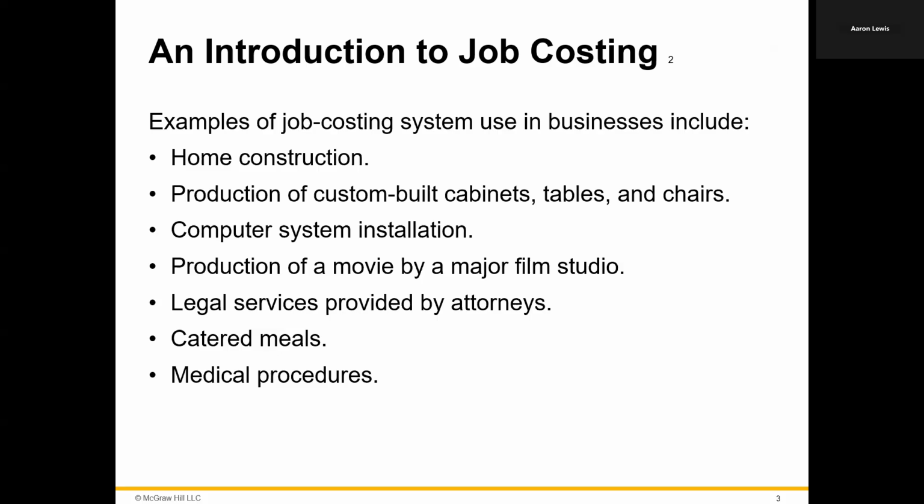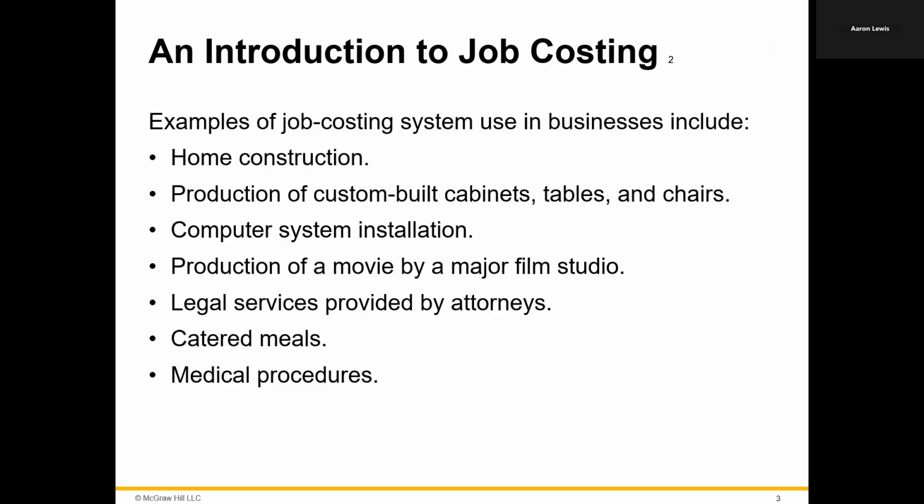Production of custom built furniture, same thing. You're going to make cabinets or tables and chairs in either one product or very small batches. You can keep track of all the cost that goes into making that singular product or those batches. Computer system installation could be in there. A good one is the production of a movie by a film studio. All of the cost of cast and crew and advertisement and all of those things can go into the cost of making that movie, making the new Star Wars movie for Disney.